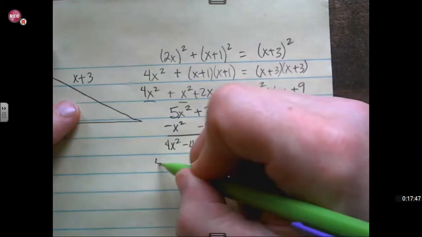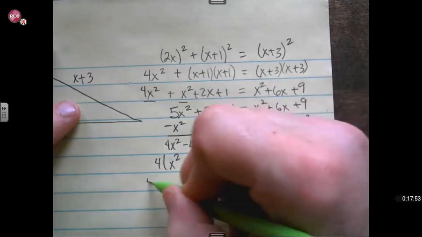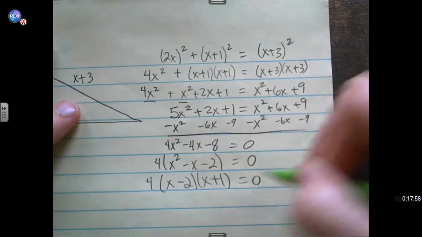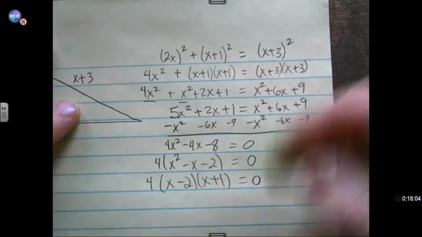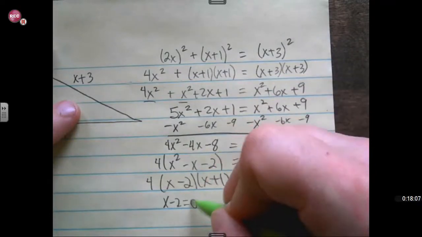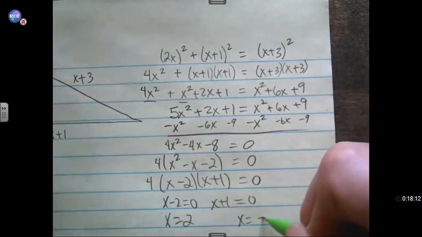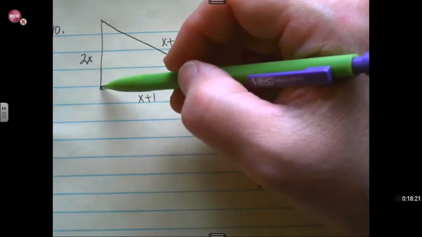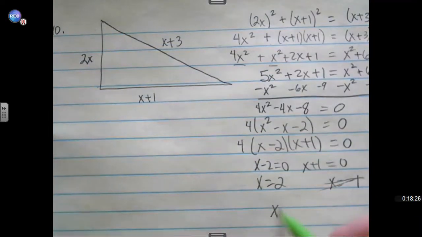And there is a greatest common factor. And I believe that does factor. And then we can set each factor equal to 0. Obviously the 4, divide both sides by 4, the 4 drops out. X minus 2 equals 0. X plus 1 equals 0. X equals 2. X equals -1. The -1 doesn't work because that would give me this side length is -2, and this side length would be 0. So we throw that out. X is 2 is our answer.